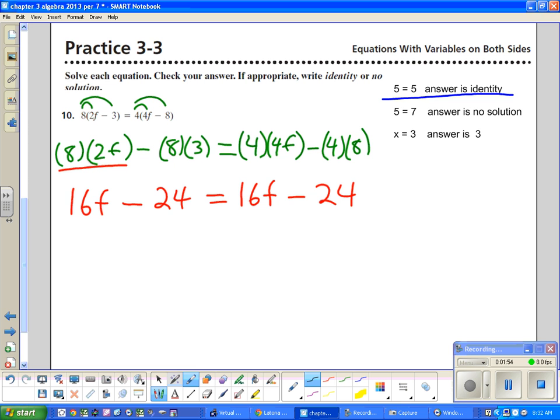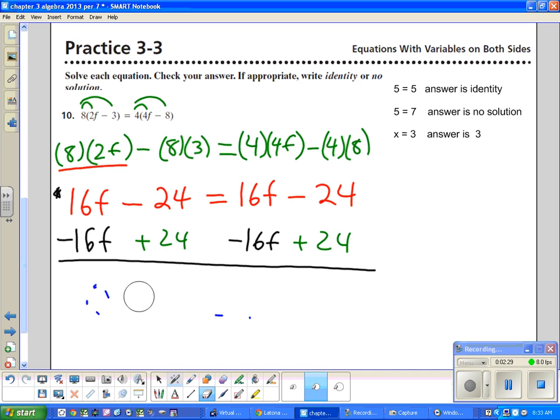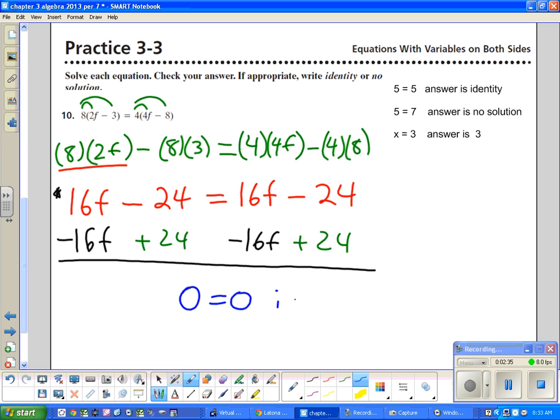So, as I did in the previous video, I pick a side. Let's pick this side over here to move the variable over. So I'm going to subtract 16f from both sides. And when I do that, at the same time, I can add 24 to both sides. And if you look at this, what ends up happening is you get 0 plus 0 equals 0 plus 0. So, what does that mean? That means we get something like 0 equals 0. And that is the identity.